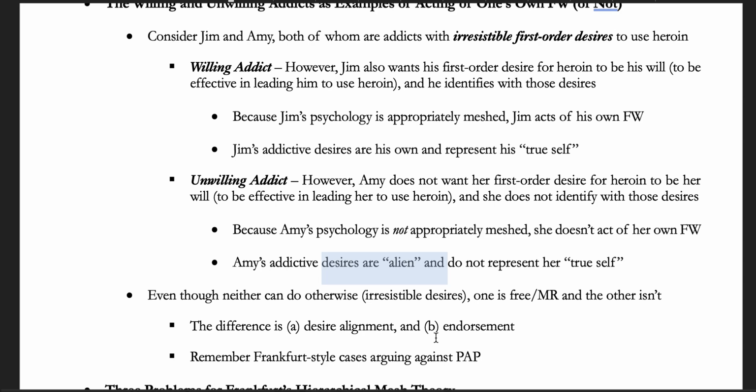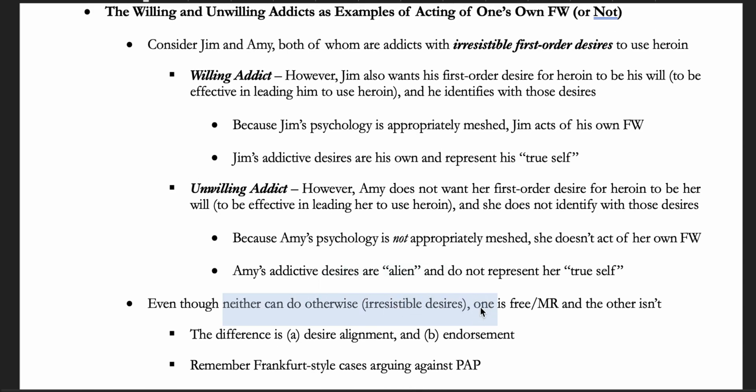Okay, now, even though neither of them can do otherwise, right? It's not like Jim is free and responsible because he has the ability to resist his desires, and she's not because, no. They're both irresistible. Neither of them can do anything about the fact that they're going to use heroin. But one's free and one's not because of the alignment of their desires. Jim's desires align with his higher-order desires, and he endorses them.